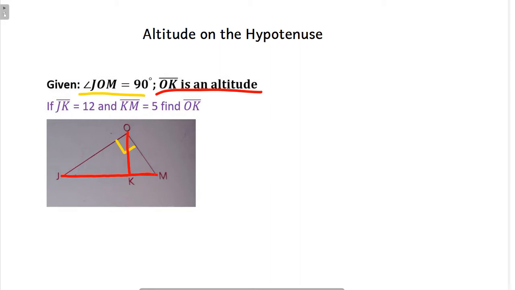All right, so before we get into this, we really have to look at this altitude on the hypotenuse theorem. So the problem tells us that this piece here, JK, is 12 units and KM is 5. And it wants to know the length of that altitude. All right, but we can't do any of that until we look at this theorem.